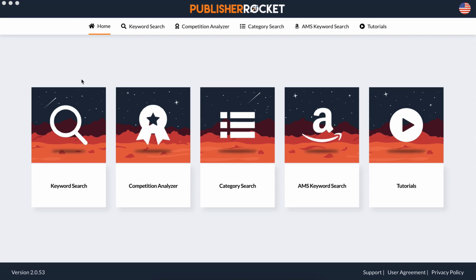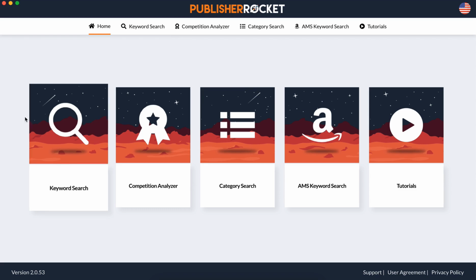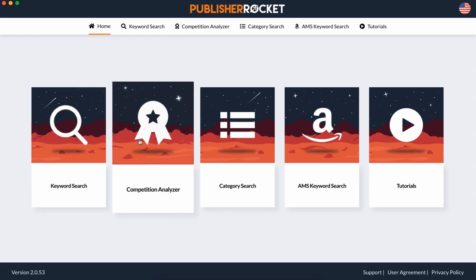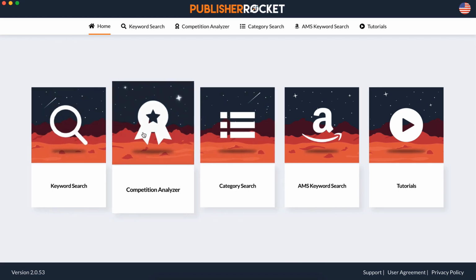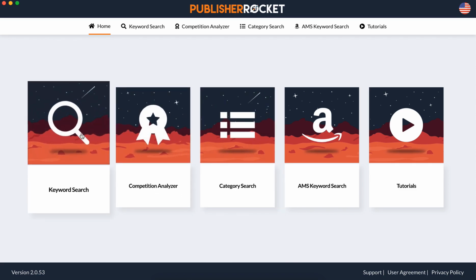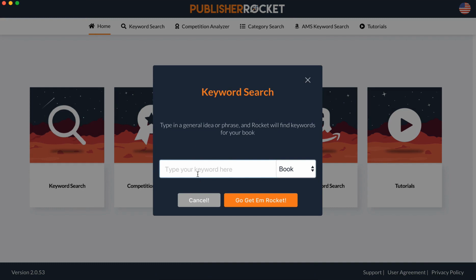So we're going to start today with keyword search. We're going to focus on keyword search and then also competition analyzer. We may do a little bit of category search, but these two are going to be the basics. So let's start with keyword search. This is pretty simple. Type in a general idea or phrase, and Rocket will find keywords for your book.